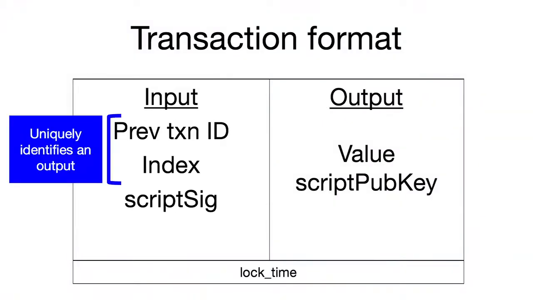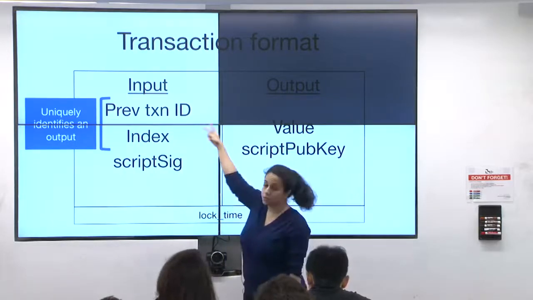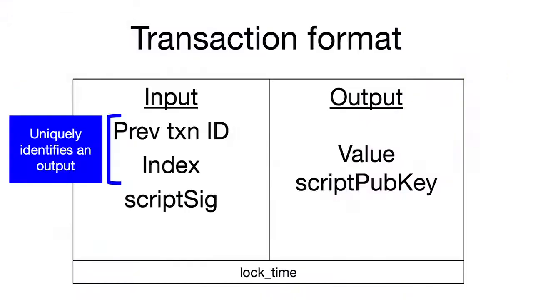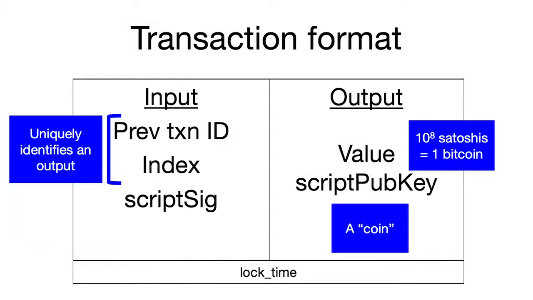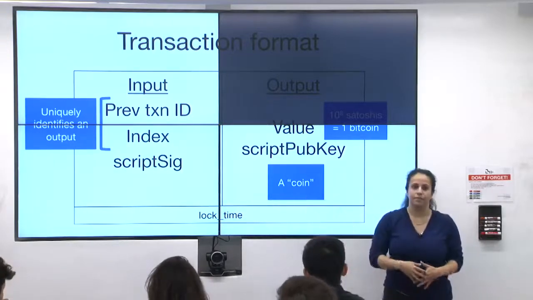One thing is that these two things together, the previous transaction ID and the index, serve to uniquely identify an output. So these two things uniquely identify some money to spend, okay? And the value that's specified in the output is actually specified in something called satoshis, and there are 10 to the 8th satoshis in one Bitcoin. So the value doesn't have any decimal places in it. It is always an integer. An output is what I'm referring to when I say the word coin.